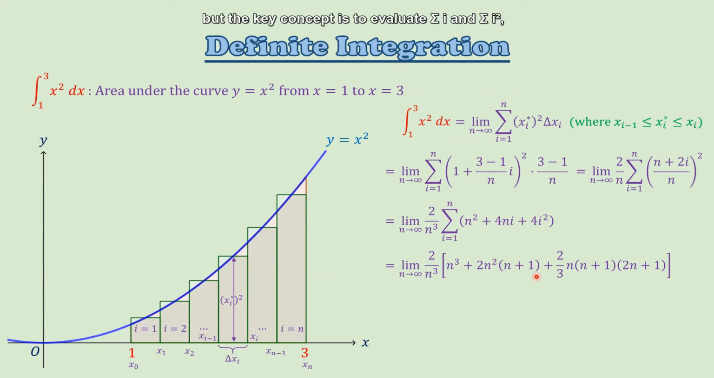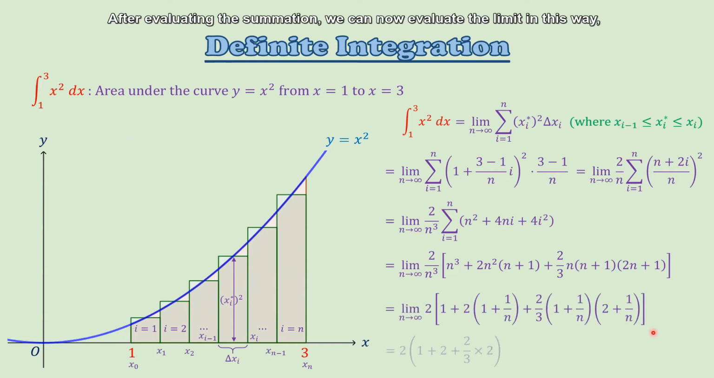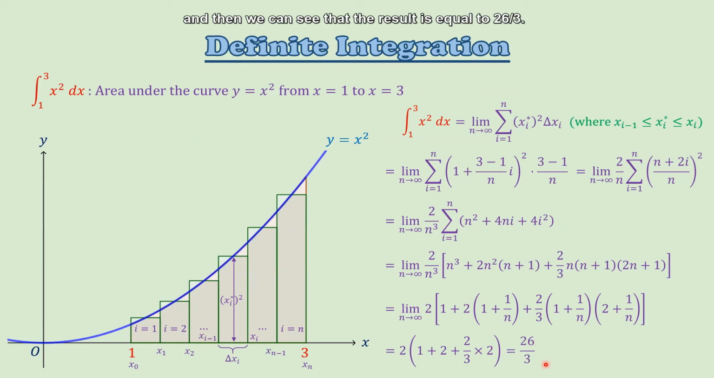summation. But the key concept is to evaluate the summation of i and the summation of i squared. And these formulas can be proven by mathematical induction. After evaluating the summation, we can now evaluate the limit in this way. And then we can see that the result is equal to 26 over 3.